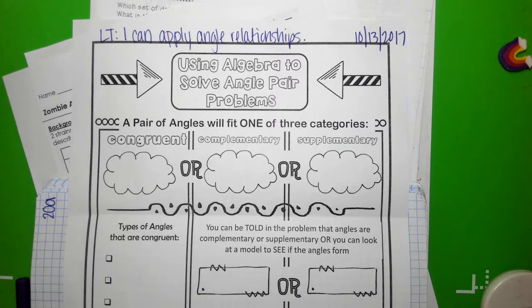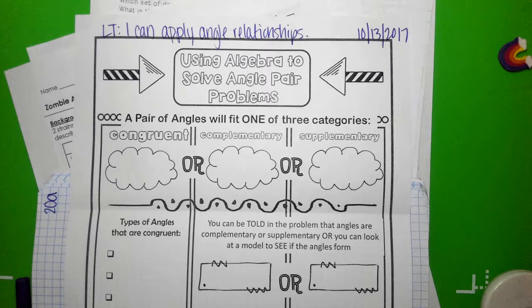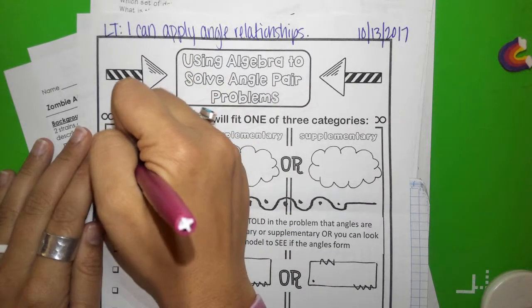Well, what does the word congruent mean? Same size and shape. The same measure. So congruent means the same measure.